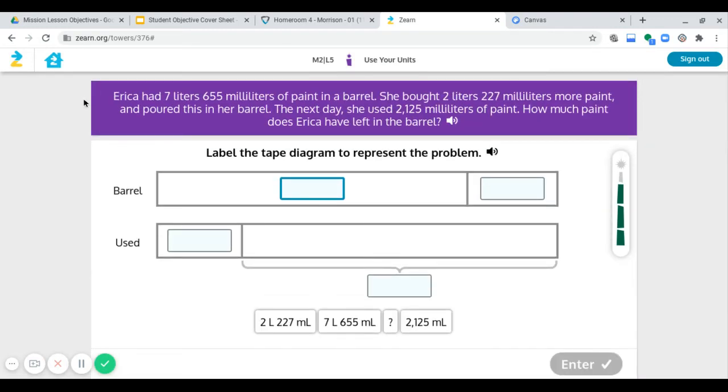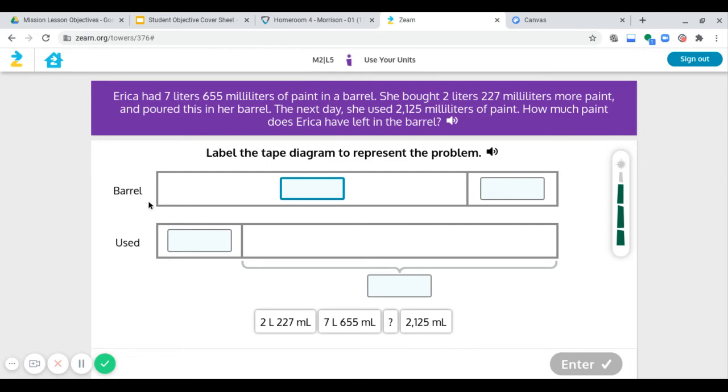Okay, so a similar problem here. It says Erica had 7 liters, 655 milliliters of paint in a barrel. So she has paint in a barrel, apparently. She bought 2 liters, 227 milliliters more paint, and poured this in her barrel. So she had paint, she bought more paint, and added it to this barrel of paint she has. The next day, she used 2,125 milliliters of paint. How much paint does Erica have left in the barrel? Okay, and we need to first label the tape diagram to represent the problem.